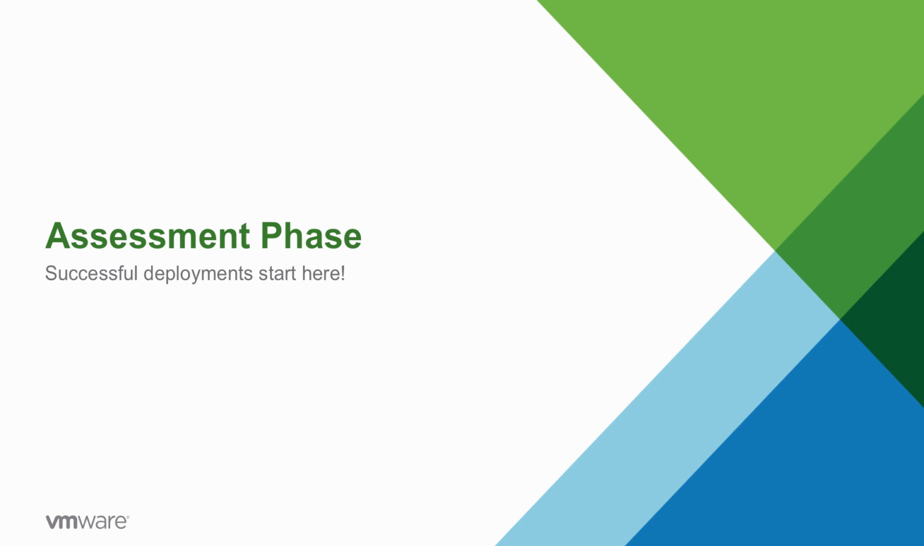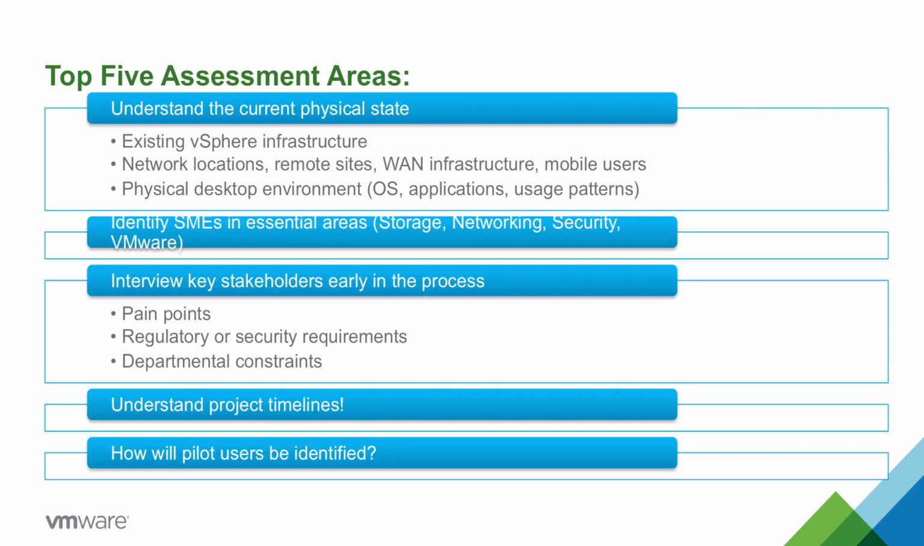Let's talk about the assessment phase. This is really where successful deployments start. In the assessment phase, we gather a lot of empirical data about our current physical state. We understand the existing vSphere infrastructure, how it's set up, what we can use for the Horizon project, or what will need to be built in order to support it. We understand our network situation, our full WAN infrastructure, what sites are remote, how many mobile users we're going to have, and the use cases around the LAN and WAN side. We get a lot of information about our physical desktop environment: what applications are being used, what OS versions, what our usage patterns are, and when the peaks and valleys are.